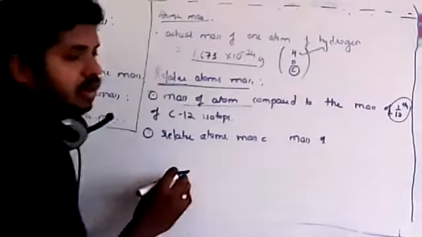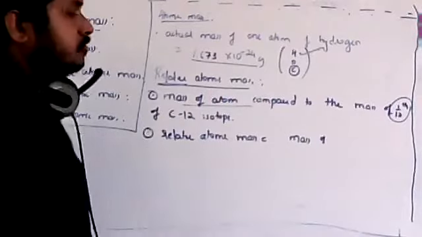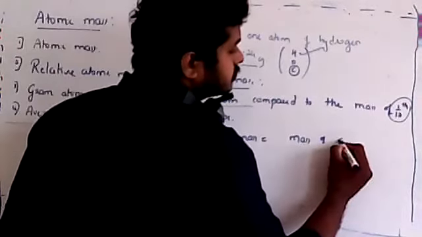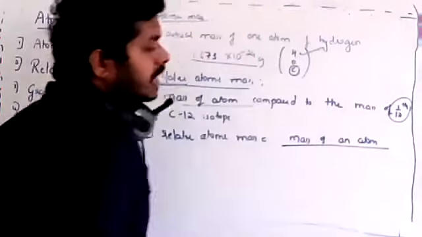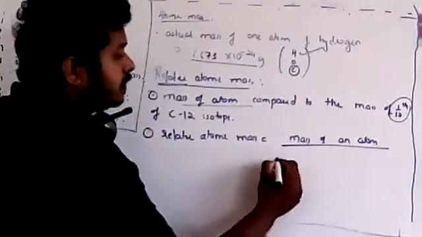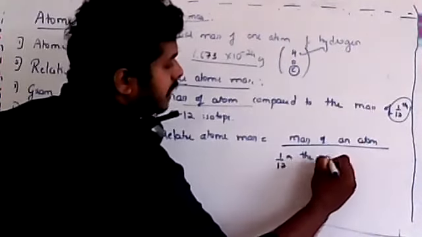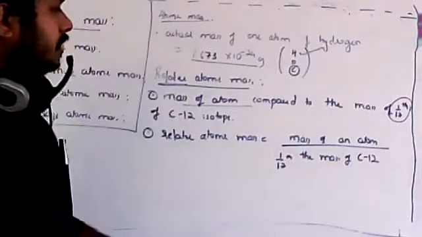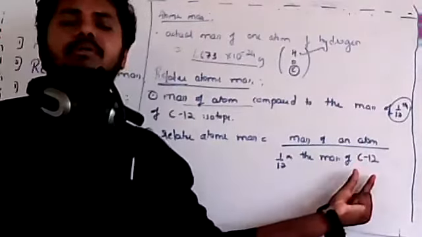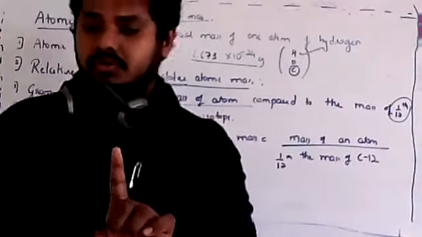Here just now I calculated the hydrogen. Similarly, you can calculate for any atom. So the mass of that particular atom which you are finding, divided by 1/12th the mass of C12. You might have a confusion about what C12 is, because carbon could exist in different isotopic forms. We'll solve one question related to that one.